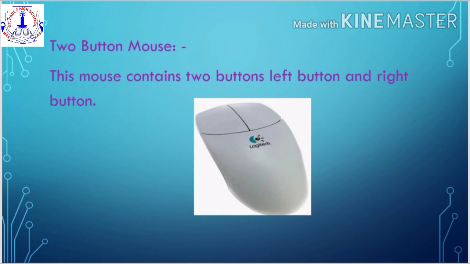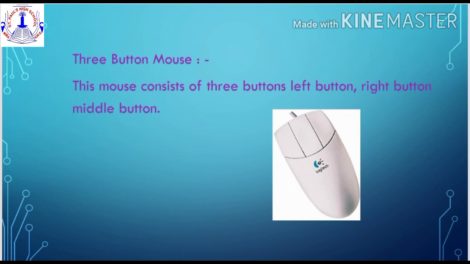Student, look at the picture. This is a 2-button mouse. This mouse contains two buttons, left button and right button. Student, look at the picture. This is a 3-button mouse. This mouse consists of 3 buttons, left button, right button and middle button.